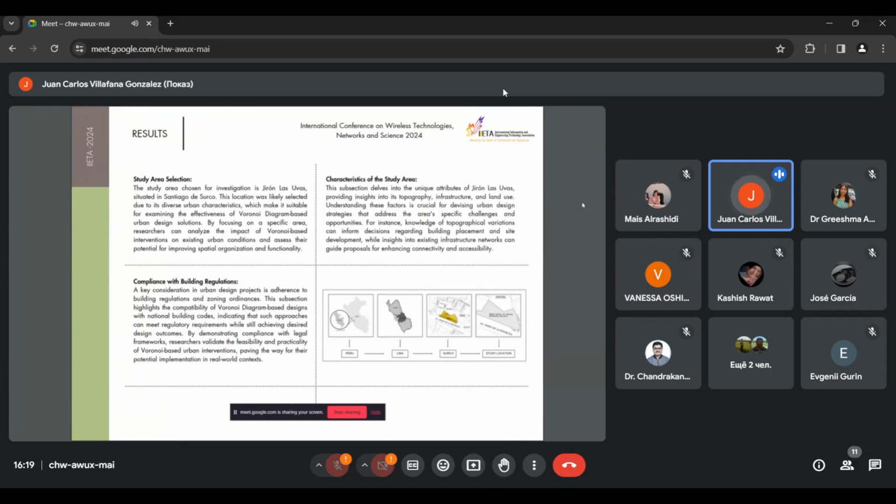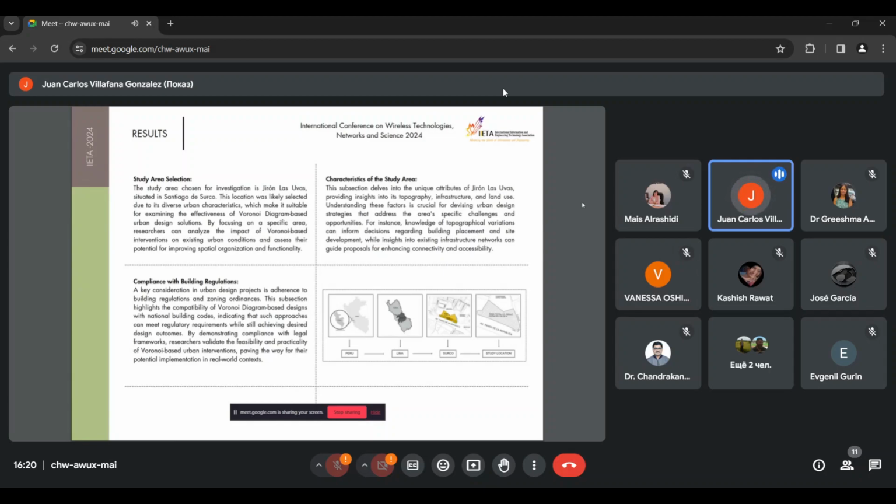The characteristics of the study area. This subsection delves into the unique attributes of Girón Las Uvas, providing insights into topography, infrastructure, and land use. Understanding these factors is crucial for devising urban design strategies that address the area's specific challenges and opportunities. For instance, topographical variations can inform decisions regarding building placement and site development, while insights into the existing infrastructure network can guide proposals for enhancing connectivity and accessibility.